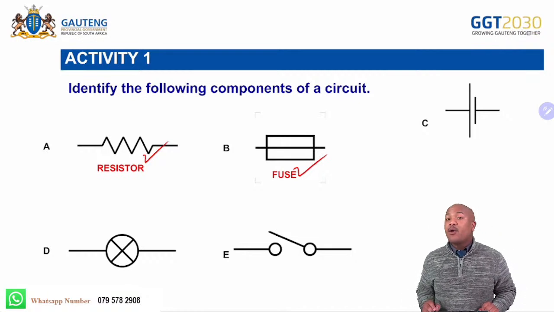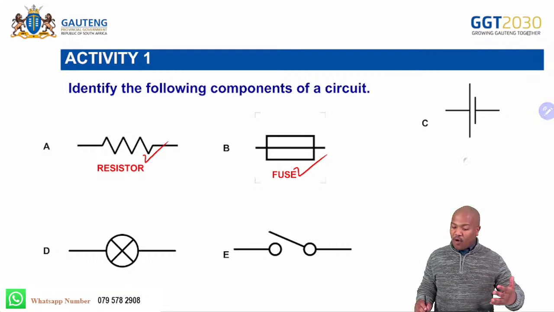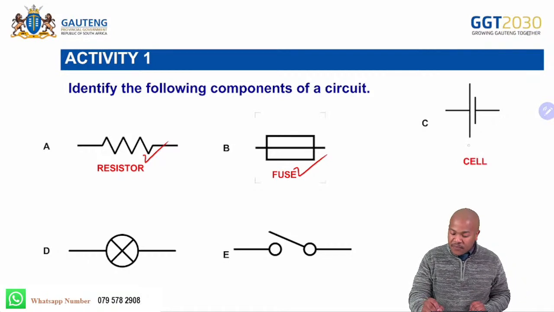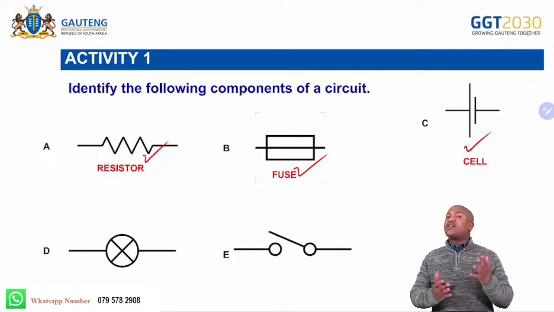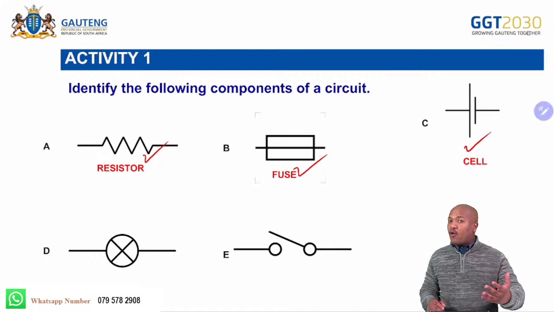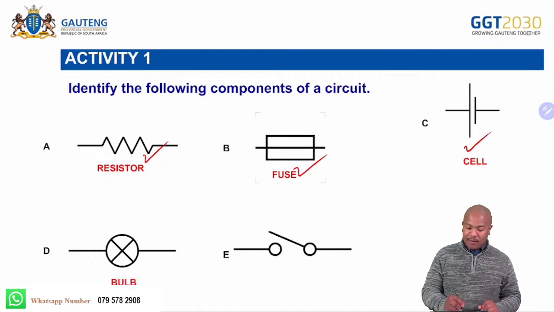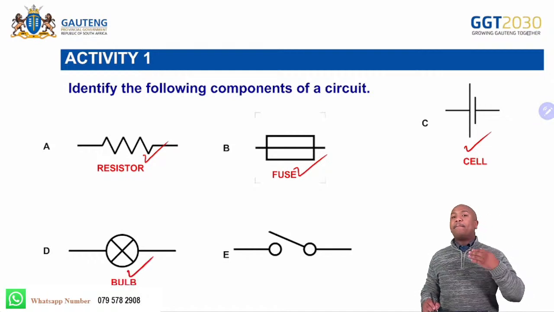Then C. We just talked about it today, right? What is that? It is a symbol for a cell, right? It is a symbol for a cell. D, what is the symbol for? It is the symbol for a light bulb. It is a symbol for a bulb.